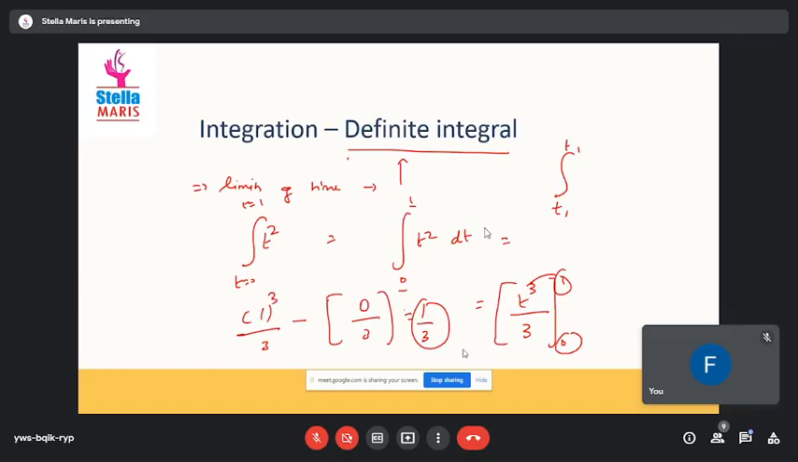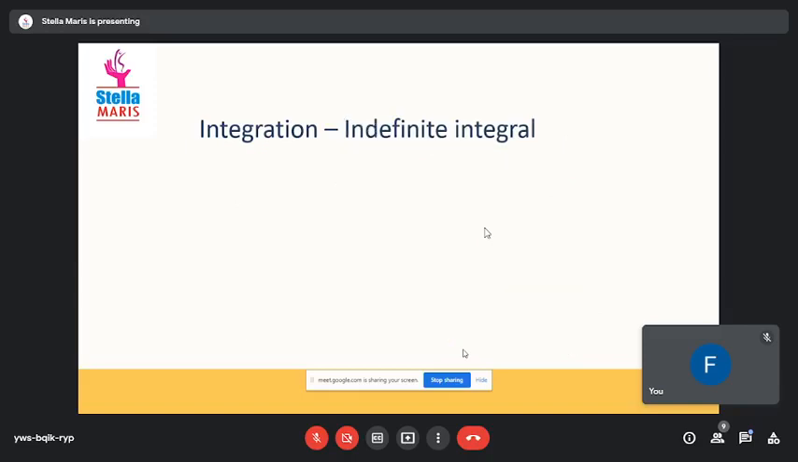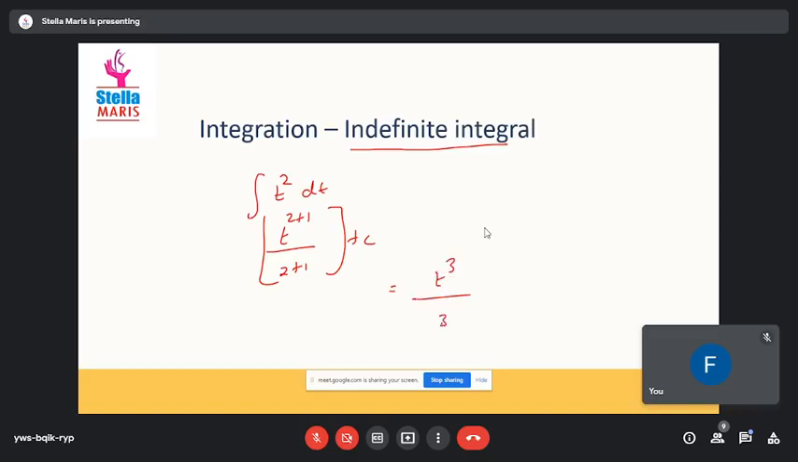On the other hand, for an indefinite integral you will not have t1 and t2; the limits will not be specified. You'll simply have, for example, t squared dt. So what happens? T to the power of 2 plus 1 divided by 2 plus 1, plus c, that is t cube divided by 3 plus c. This c is nothing but the constant of integration.